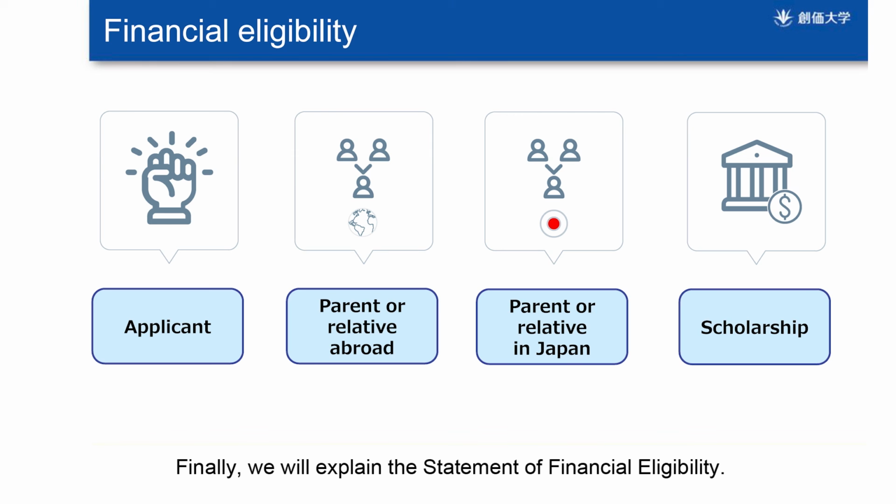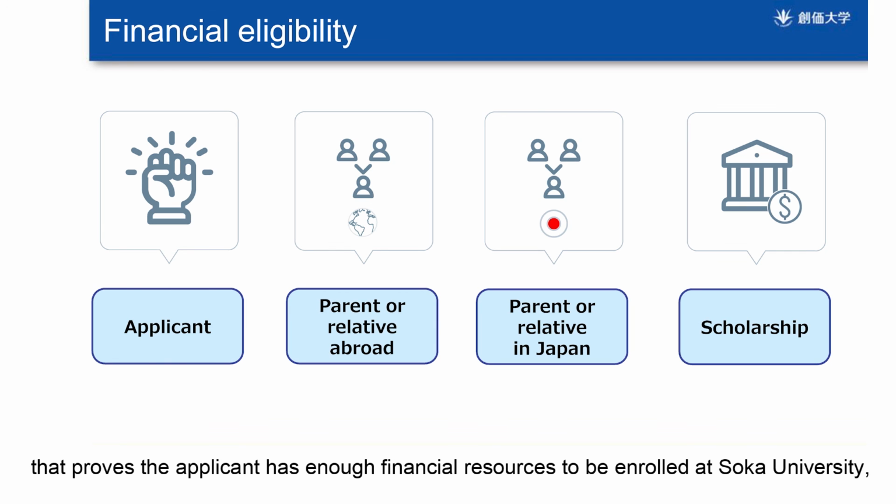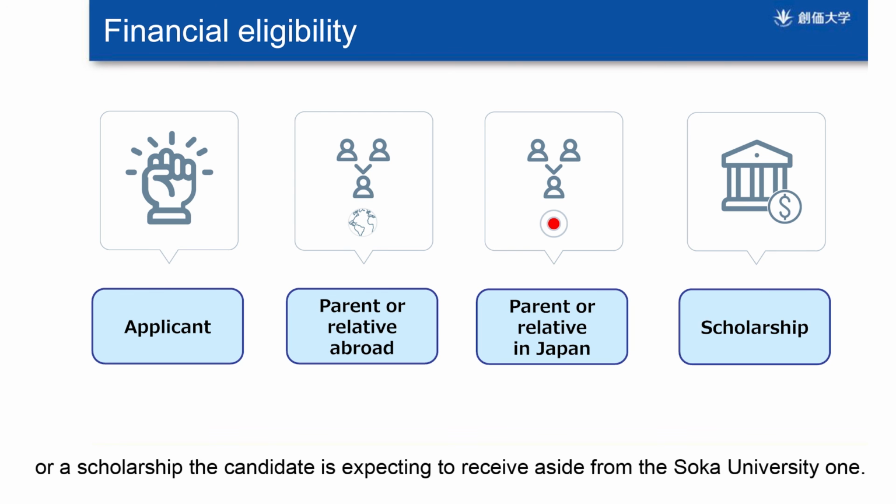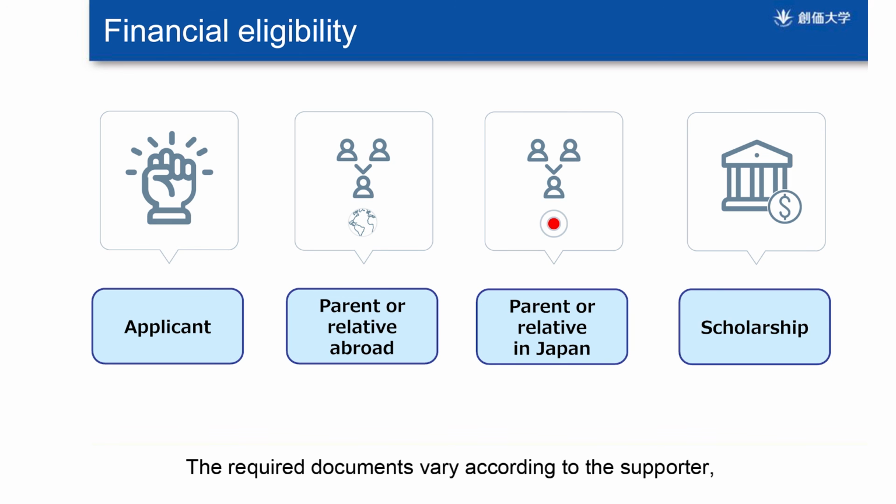Finally, we will explain the Statement of Financial Eligibility. The Statement of Financial Eligibility is a document that proves the applicant has enough financial resources to be enrolled at Soka University. Therefore, its submission is mandatory. The financial supporter can be the applicant, a parent or relative living abroad or in Japan, or a scholarship the candidate is expecting to receive aside from the Soka University one. The required documents vary according to the supporter. Therefore, read the application guidelines carefully.